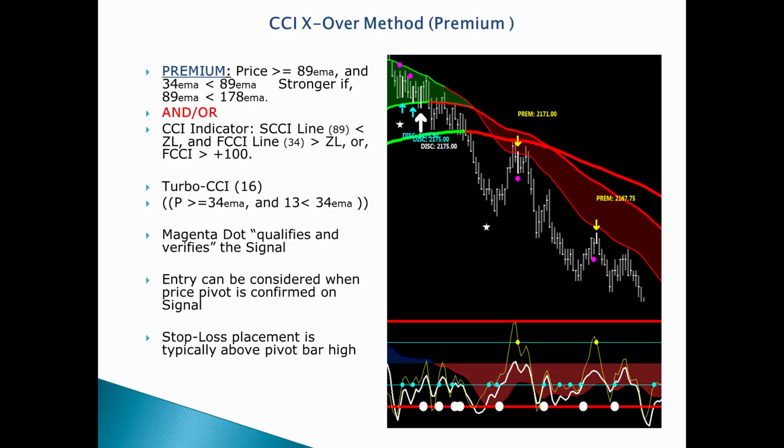Let's talk about a premium now. What does a good premium look like? So, as we discussed, the premium price is at or above the 89. Or in the CCI, the 34 is below it, and/or the slow CCI line, which is the 89, is underneath the zero line. So let's take a look at that.